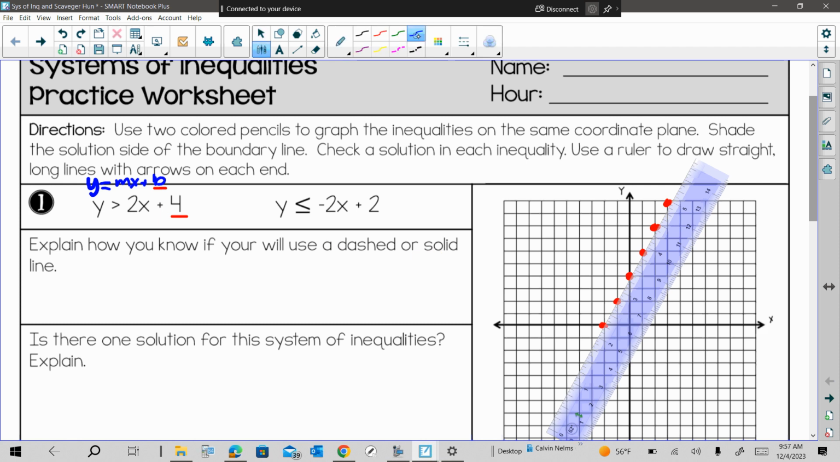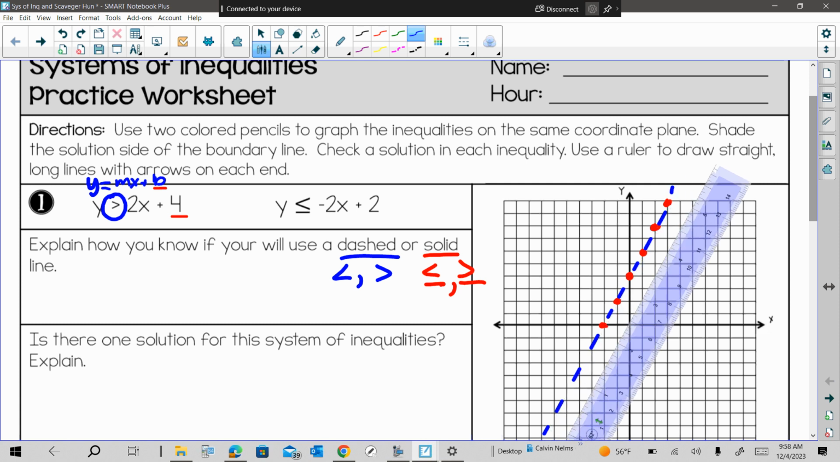In this inequality here, is it dash or solid? It is dash. How do I know? Dash is for less than or greater than. Solid is when it's less than or equal to, or greater than or equal to. So all I'm going to do is put little dashes in between the points. So that's our first equation.